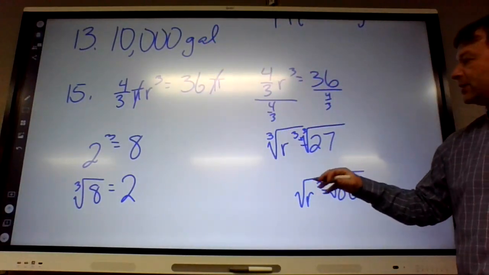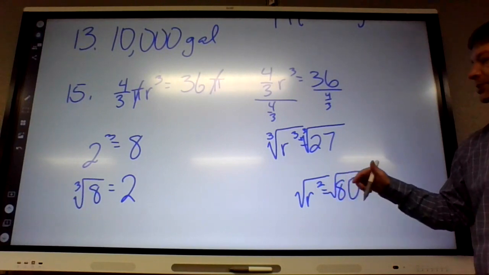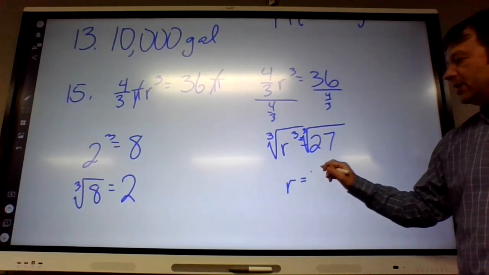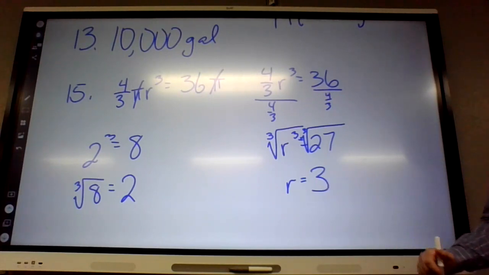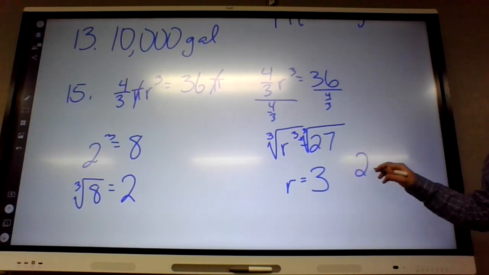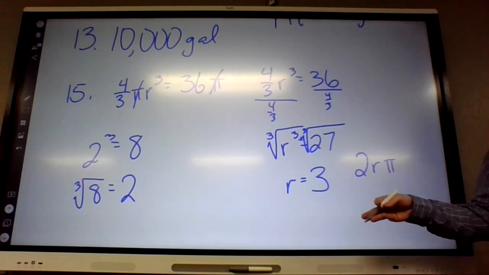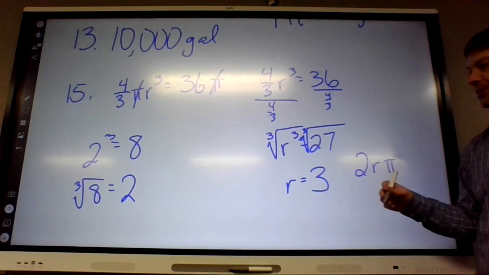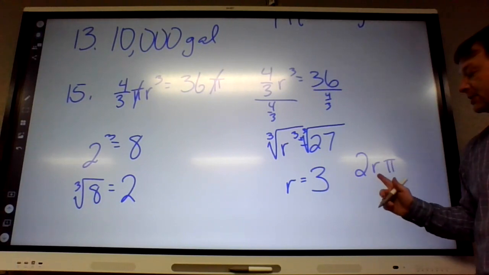Anyway, what's the cube root of 27? What times what equals 27? 3, yeah, 3. That's not quite what they asked, though. They asked for the circumference. So do you guys remember the circumference formula? You said it earlier. 2R pi. Yeah, or diameter pi, yeah. So 2 times 3 is 6, so the circumference would be 6 pi.